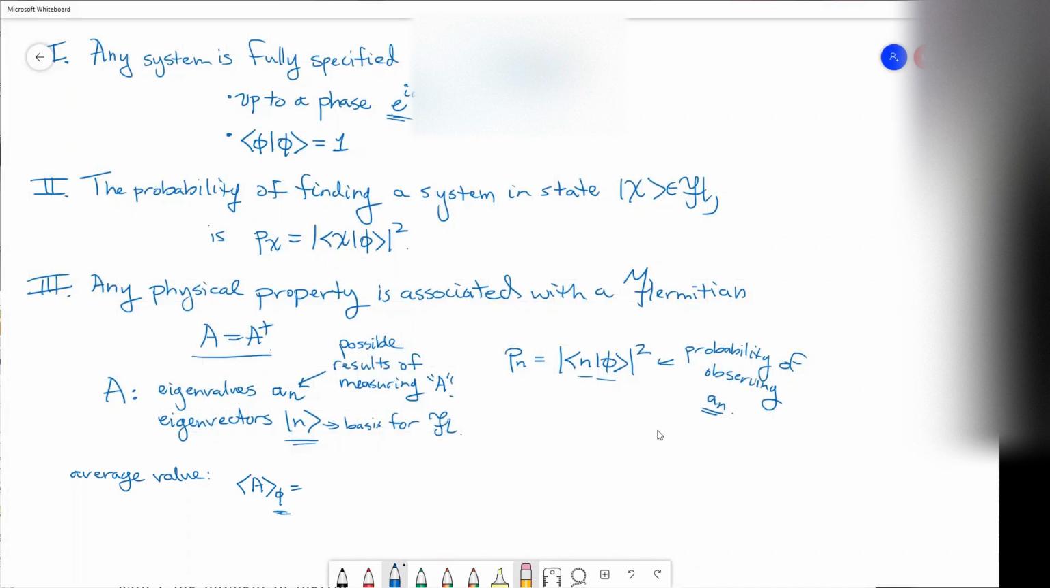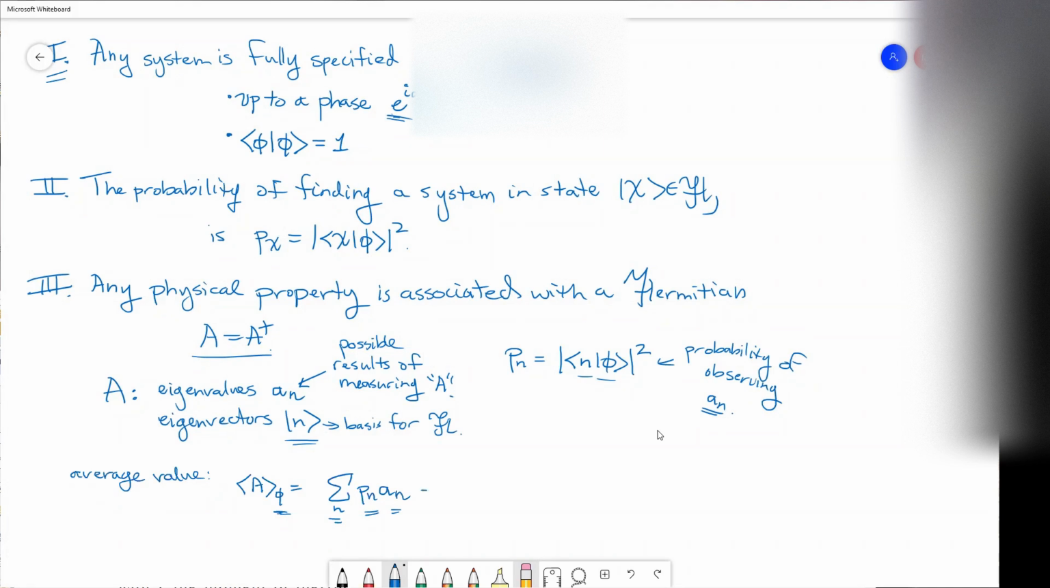So you prepare a system in some state, you fully specify it, according to postulate 1, and then you can measure. If you take a bunch of copies of the system, or you keep preparing it and measuring the property, you can calculate the average, and the average has to be, of course, the sum over all the possible outcomes, probability of finding that outcome times the eigenvalue there. And this is by definition of what an average means, right? What's an average? It's the probability times the value, and you sum over all the different possibilities for the value.